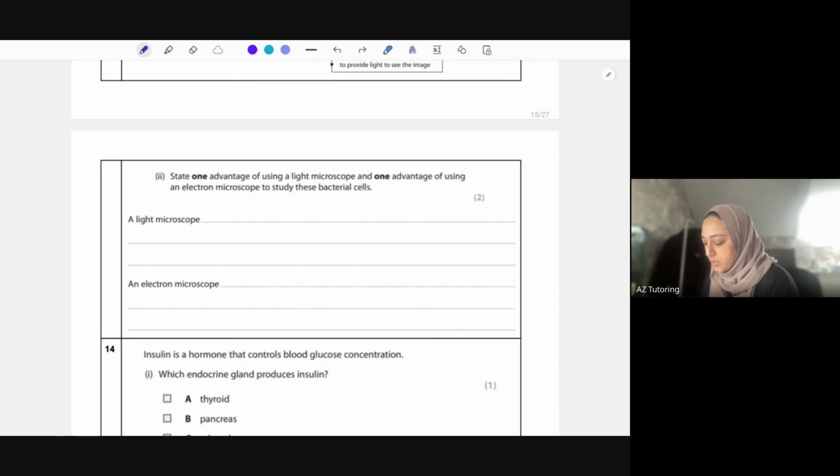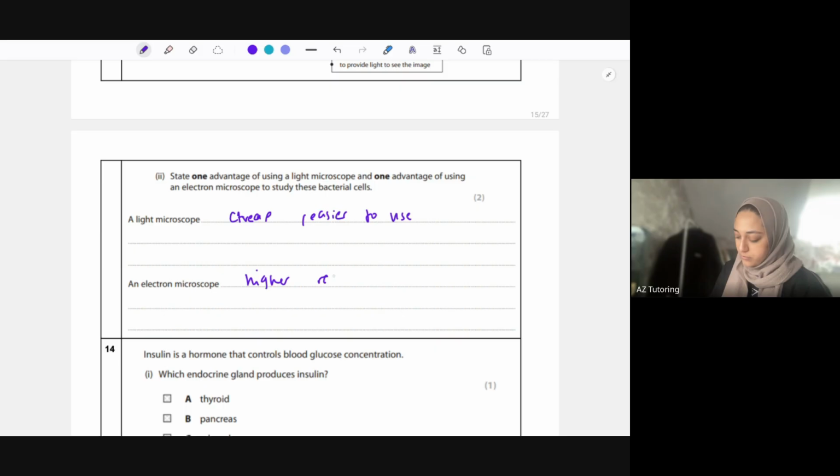State one advantage of using a light microscope and one advantage of using an electron microscope. Now, a light microscope is cheap. I'm going to list a few reasons, but obviously just choose one. You could say the light microscope is cheap. It's a lot easier to use than an electron one. So you could say one of these, cheap or easier to use. For an electron microscope, we need to put an advantage down. I was thinking expensive, but that's not an advantage. You could say it's a higher resolution, so you get more detail.